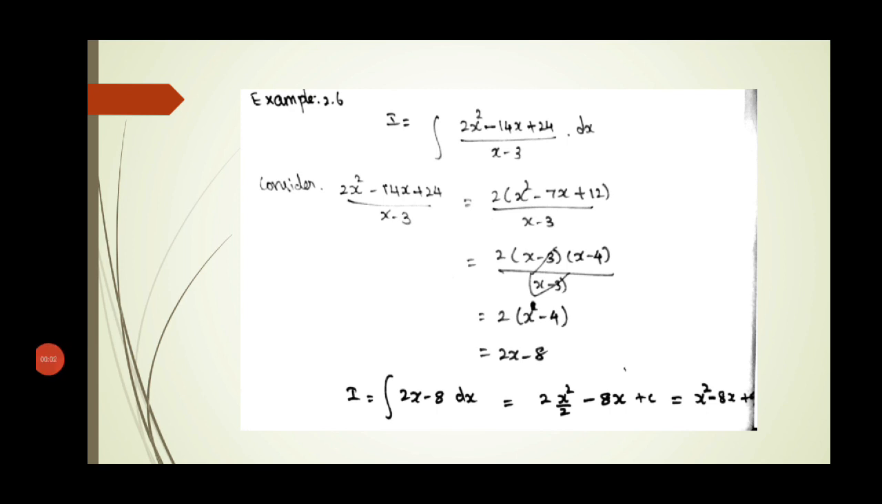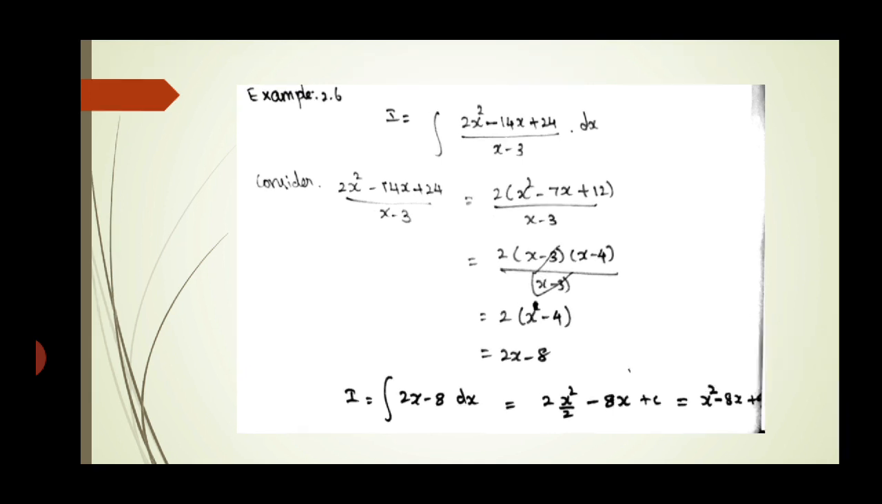Now example number 2.6. So I equals the integral of (2x square minus 14x plus 24) by (x minus 3) into dx. So they have given this integrand in a fraction form. So we try to decompose it into addition and subtraction form. So I'm going to consider only that integrand part, 2x square minus 14x plus 24 by x minus 3. Now in the numerator you can see 2, 14, 24. In all of them 2 is a common multiple. Take it out. So we get 2 into (x square minus 7x plus 12) by (x minus 3).